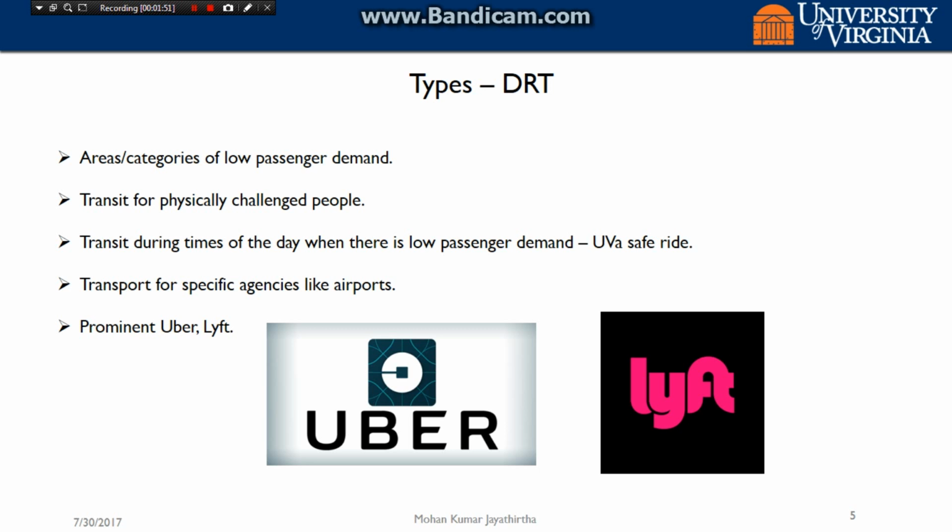So the types of DRT. These are, as I told you, implemented in low passenger demand areas. Also the transit that is available for physically challenged people, and the transit that is available during the part of the day where the demand is very low, a typical example being UVA Safe Ride. And the transportation that is offered by agencies only to their customers upon request, like airports, are different types of demand responsive transportation systems. Prominent examples being Uber and Lyft that we see on the road.